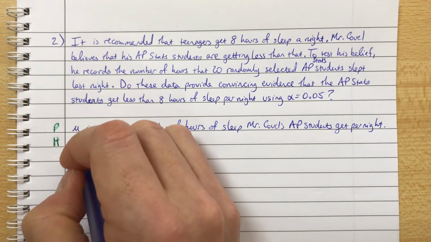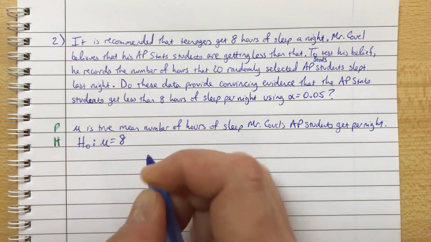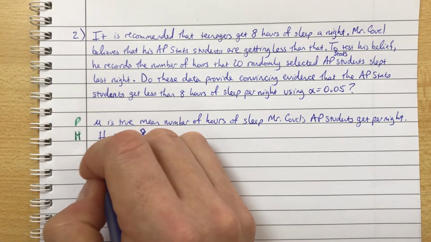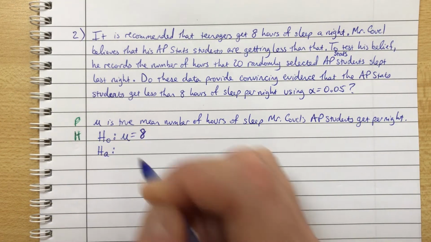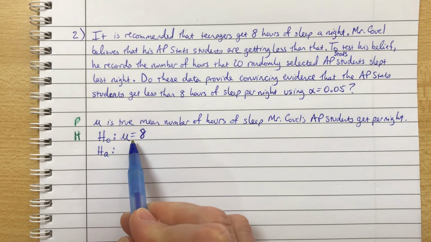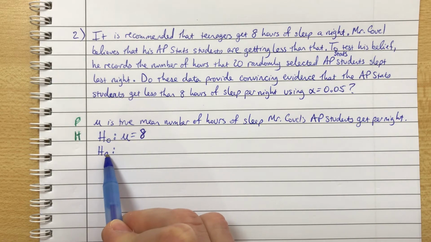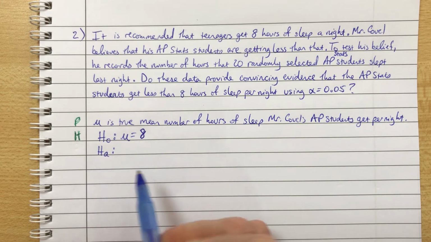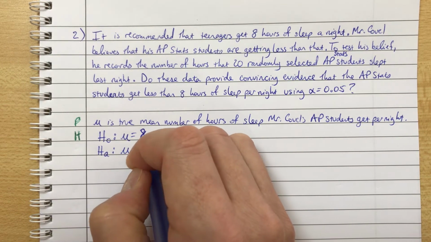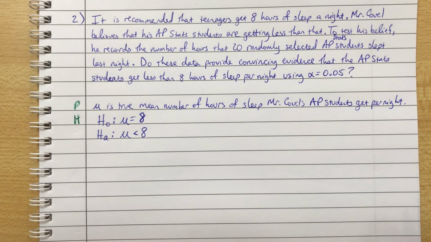Now the hypotheses, our null hypothesis is that the mean is 8. That's the recommendation. That's where we're going to start from. The alternative hypothesis is what we think is really happening. The null hypothesis is what's supposed to happen, what the status quo is, where nothing has changed. But the alternative hypothesis is what we think is going to happen. And the alternative is that the true mean is actually less than 8 hours of sleep per night. Okay, so there's the P and the H.